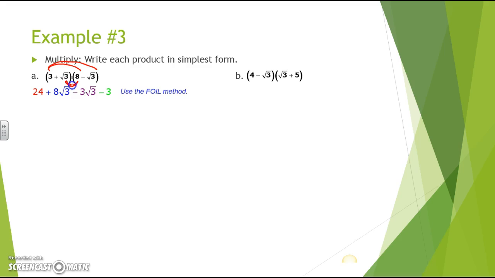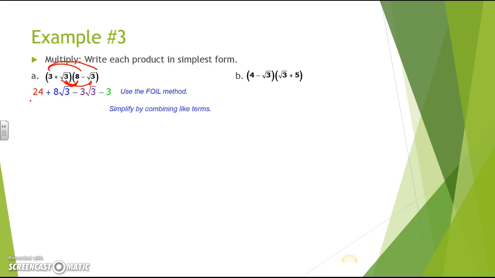Then you multiply your inners, 8 times the square root of 3. And then you multiply your lasts, the square root of 3 times the square root of 3, which gives you the square root of 9, which breaks down into 3. Notice it's minus 3 because a positive and a negative becomes negative. So you have 24 plus 8 times the square root of 3 minus 3 times the square root of 3 minus 3.